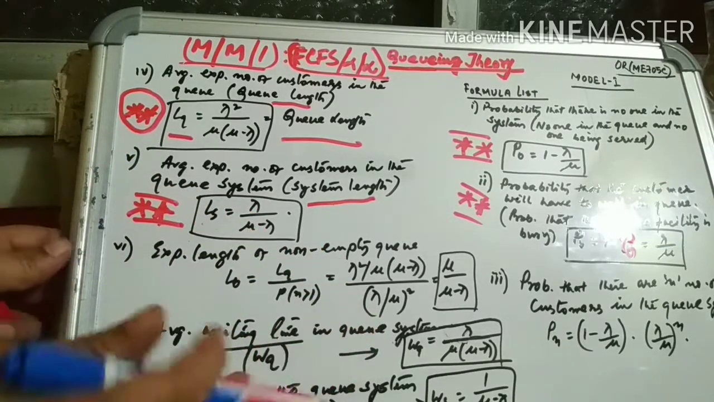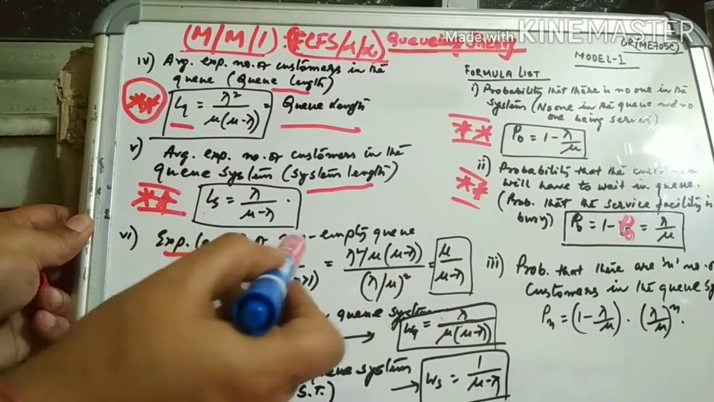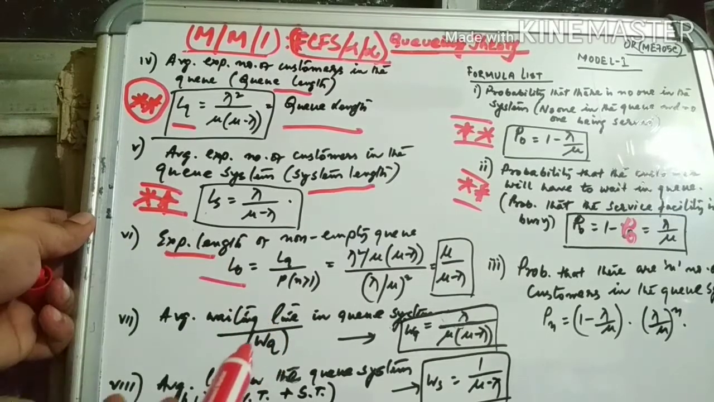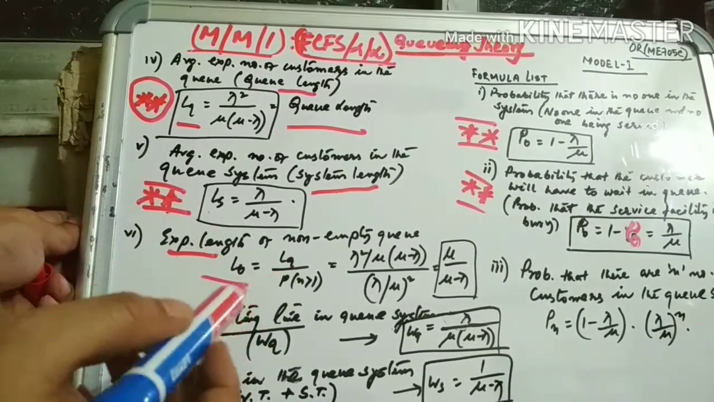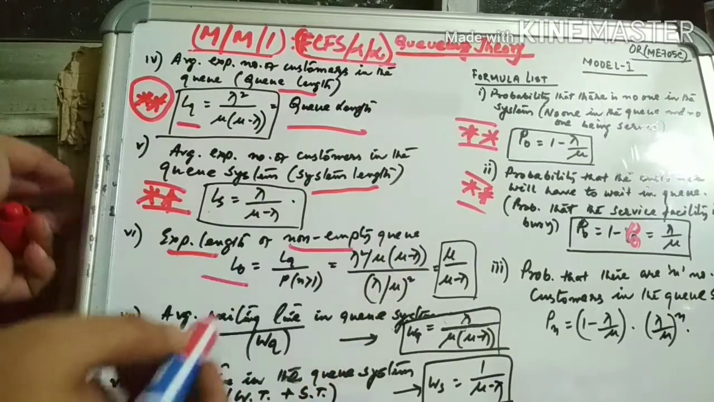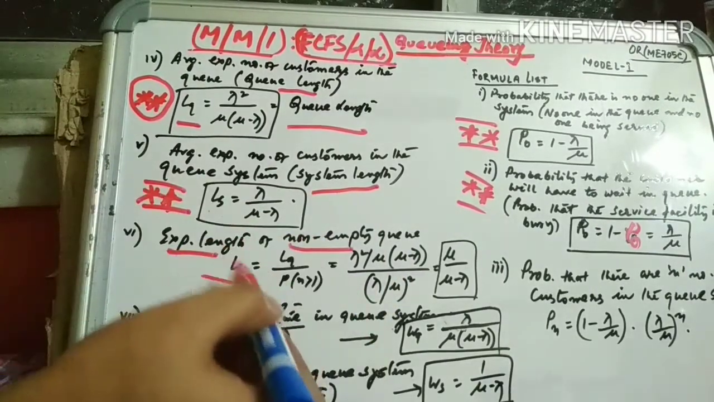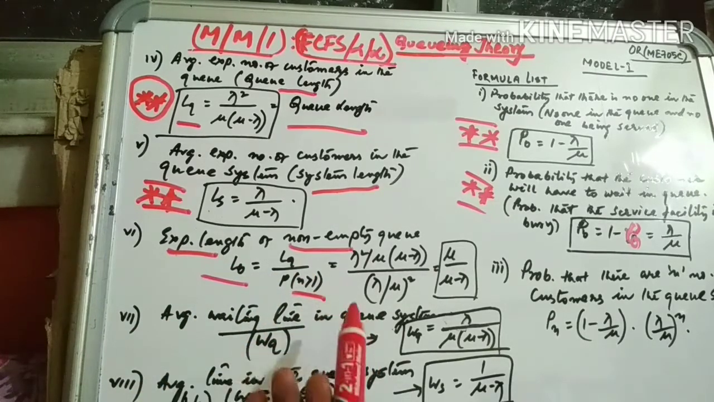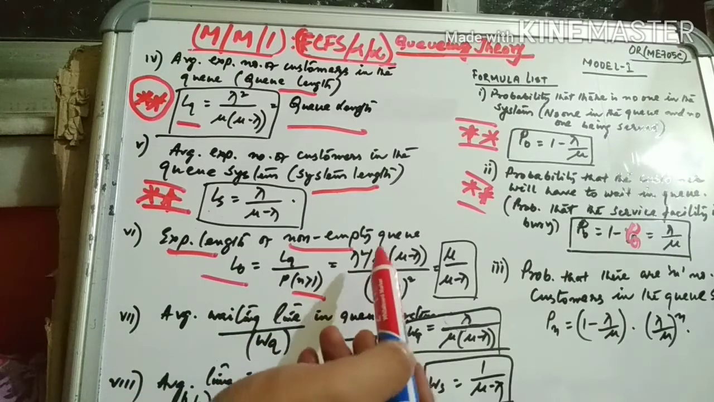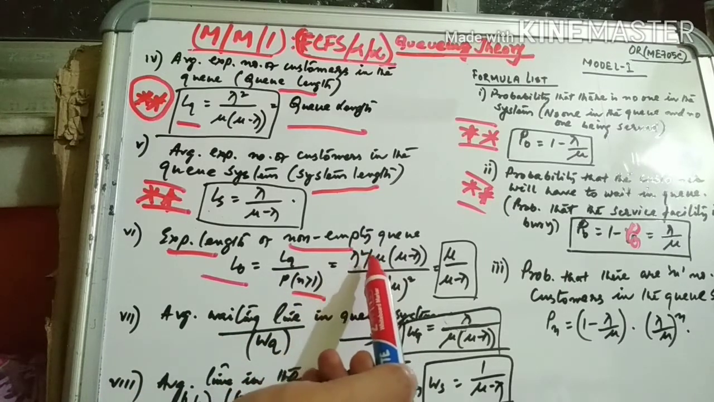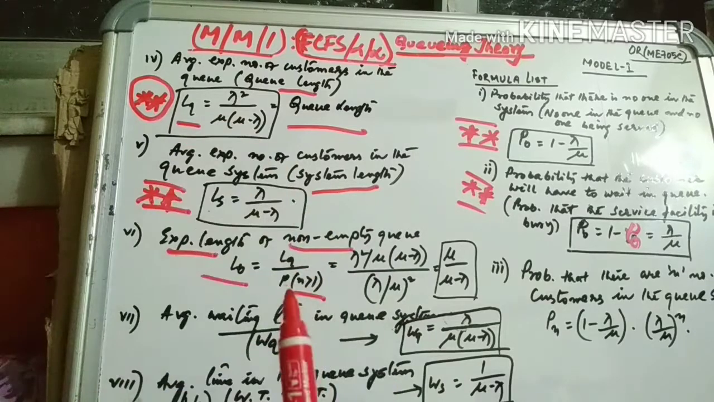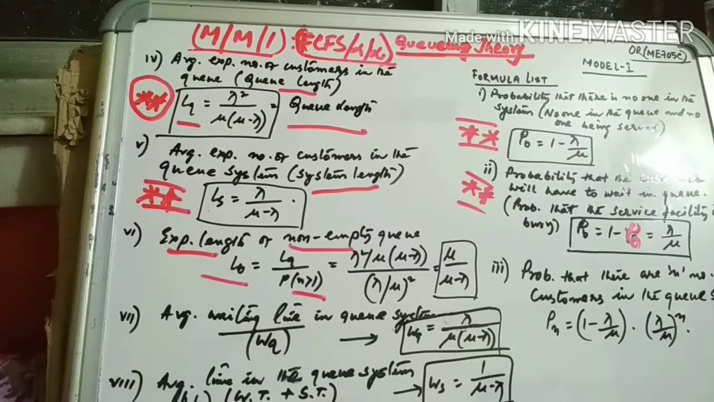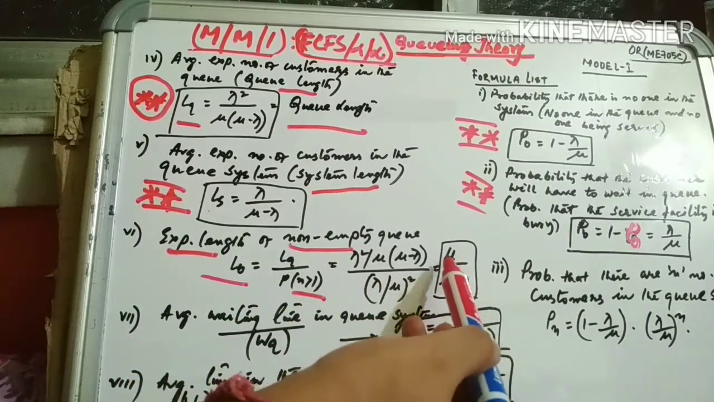Now the expected length of non-empty queue. You can say it as length of the queue also, not actually length of the queue, it is non-empty queue. So the non-empty length is given by LB equal to LQ by P, where n is always greater than 1. LQ is given by lambda square by mu into mu minus lambda, and P, as you know, is lambda by mu. So it gives mu by mu minus lambda.